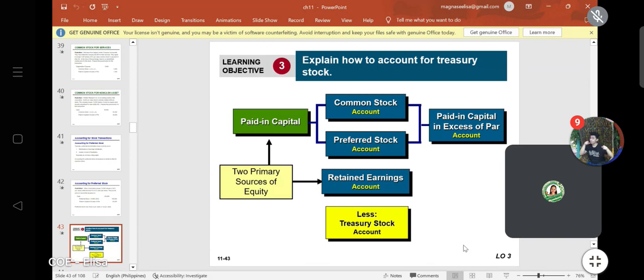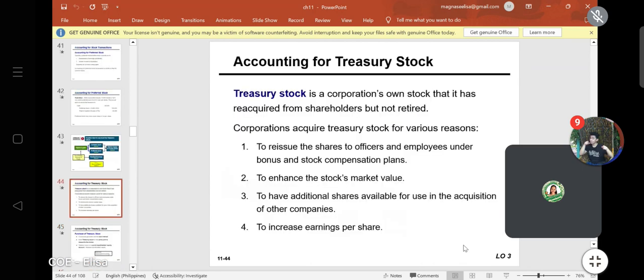Now, another term that we need to understand is treasury stock. A treasury stock is a corporation's own stock that it has acquired from shareholders but not retired. The stock was issued and bought by the public. Now the company may reacquire this stock, and the stock they reacquired is termed treasury stock.